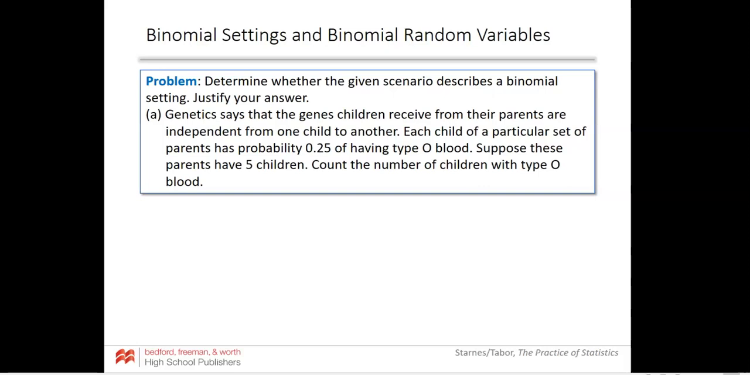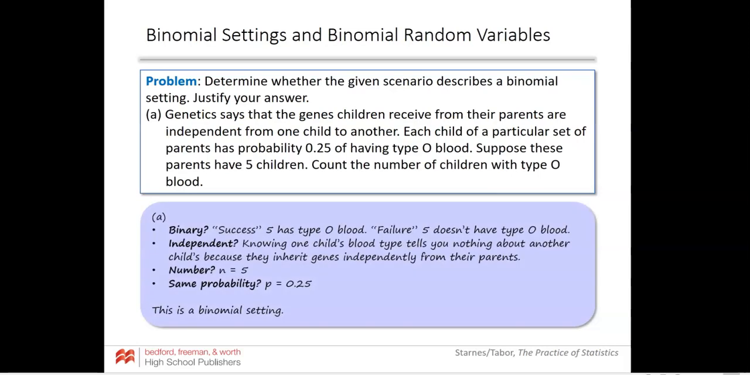So let's go through the 4 things. Is it binary? It seems like success here is having type O blood, and failure is not having type O blood. So it is binomial as far as binary. Are they independent? It says they're independent, so we're going to trust that. Is the number fixed? So we have exactly 5 kids, 5 trials there, so it's fixed. And is it the same probability of success? Every time they have a kid, it's a probability of 0.25, it says. So it seems to be a fixed probability of success. So yes, that does pass all the tests. That is definitely a binomial setting there. Classic.